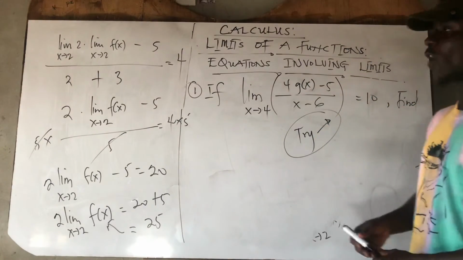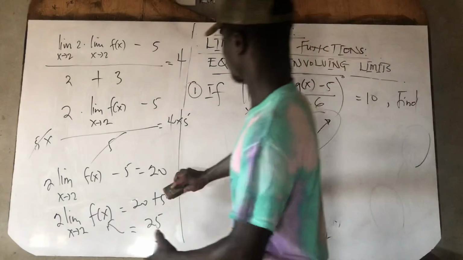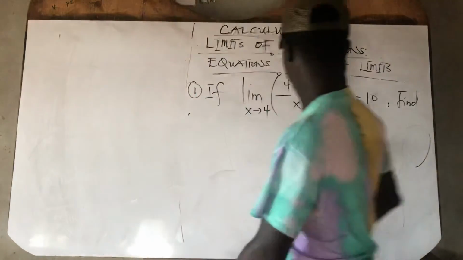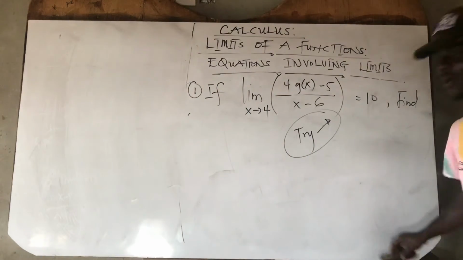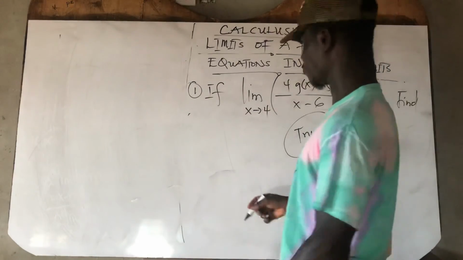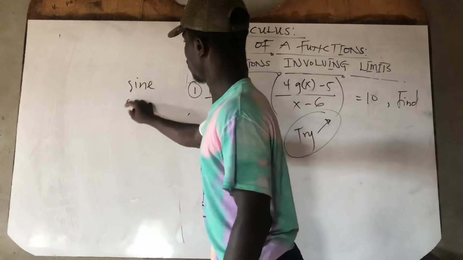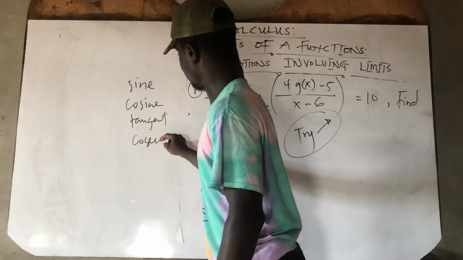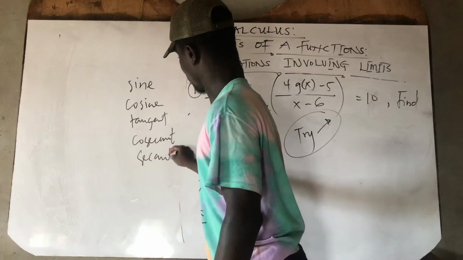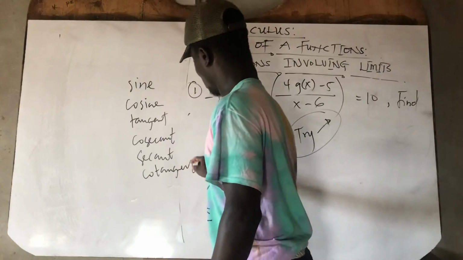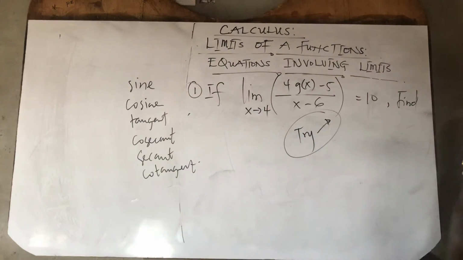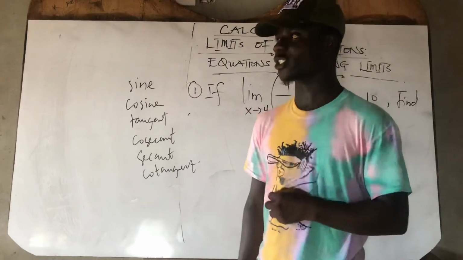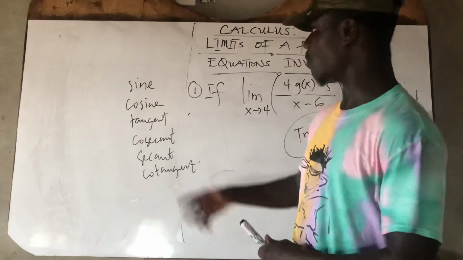I believe you know the trig functions, right? The trig functions, we have sine, or the trig ratios. We have all the trig ratios. For core math, we have sine, cos, and tan. But for elective math, we go deeper. So sine, cosine, we have tangent, we have cosecant, we have secant, then we have cotangent. And when you come to the university, you know that we have more. So there are more to this.